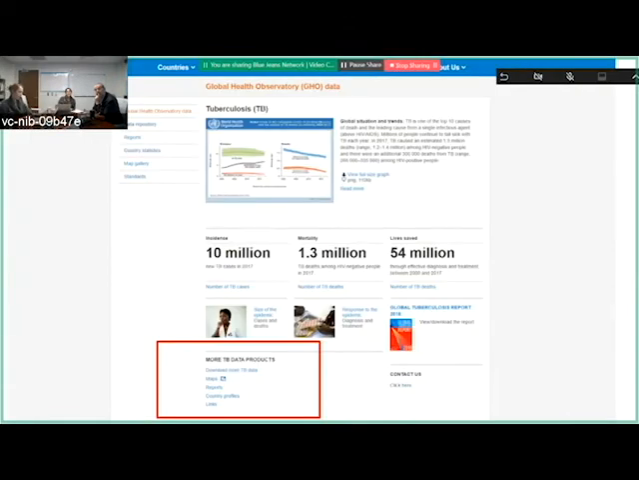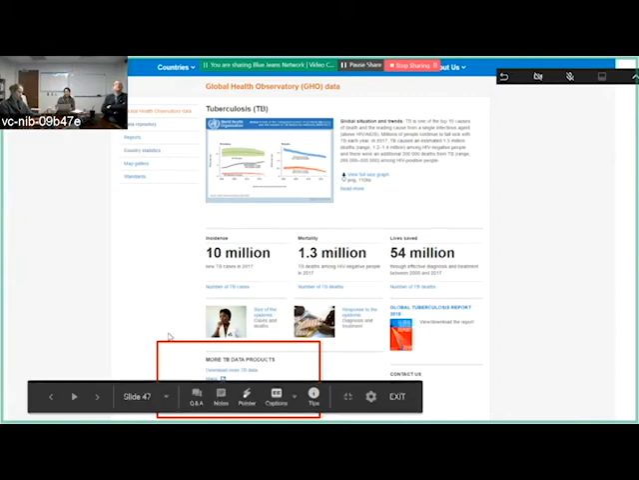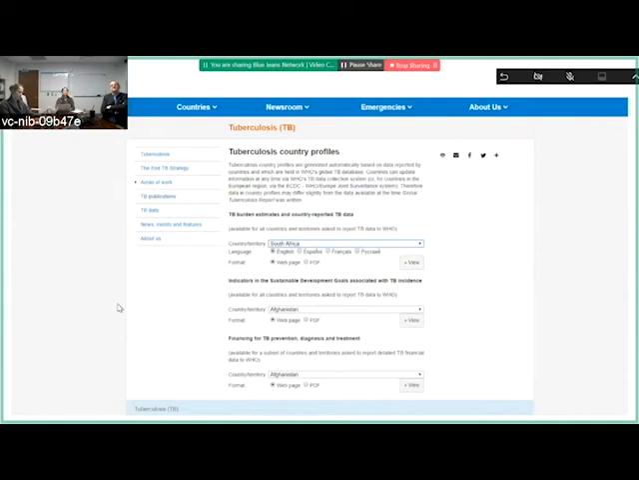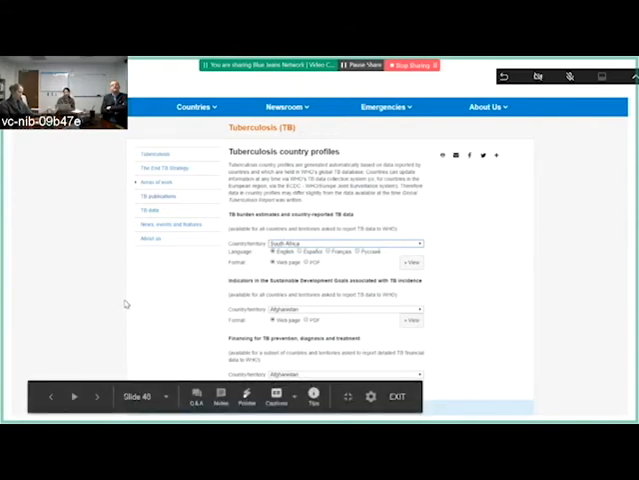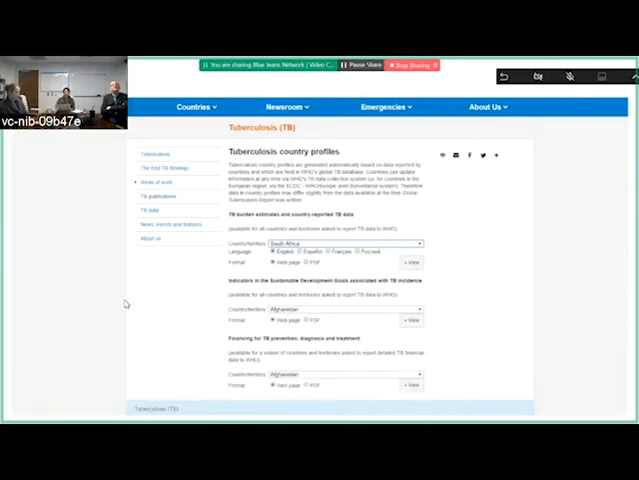So here is the source of information. You'll notice we can always go into the data repository. For the Global Health Observatory data, you'll always see a navigation bar for data repository, reports, country statistics, standards. I'm going to go into the TB data itself. This is the TB country profiles. I can see how they might impact women and women's health. Country reported, I can see how they connect to the Sustainable Development Goals and incidence. And I can also see financing and diagnosis and treatment for TB prevention, diagnosis, and treatment.